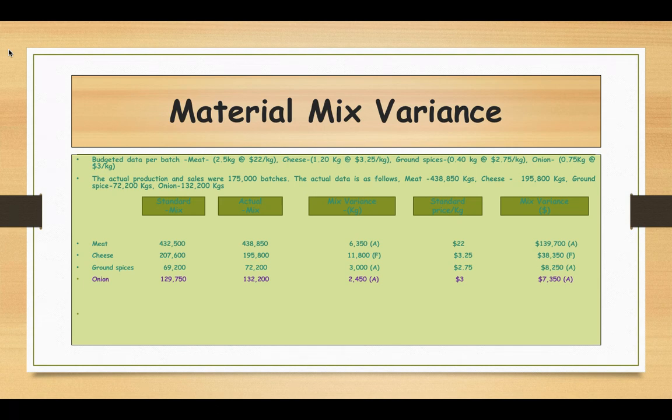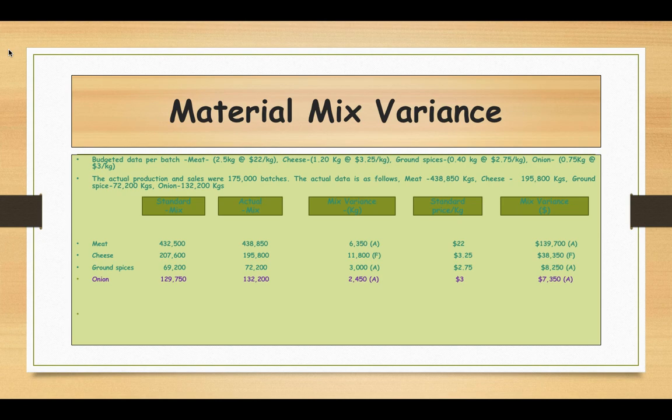And finally, we are going to see it for the onions. Onions, according to the standard per batch, we should use 0.75 kilograms. So 0.75 kilograms divided by 4.85, that's the total standard mix for the ingredients, times 839,050 kilograms. So we will get 129,750. So according to the standard, we should have used 129,750 kilograms of onions. But we have actually used 132,200 kilograms. So we have used 2,450 kilograms more, so 2,450 adverse variance. As usual, we need to times that by the standard price per kilogram, which is $3.